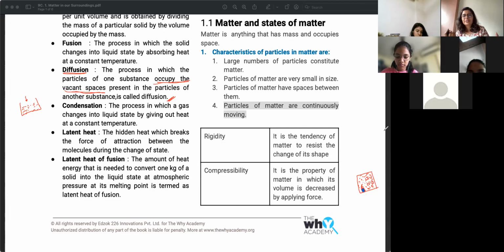Same thing, yes, absolutely. So you can answer, say, because of diffusion, the particles are spread out across the room, which is why we can smell it. Or you can say the particles of the perfume diffuse across the entire space in the room. That's why we are able to smell it. So use the keyword diffusion.